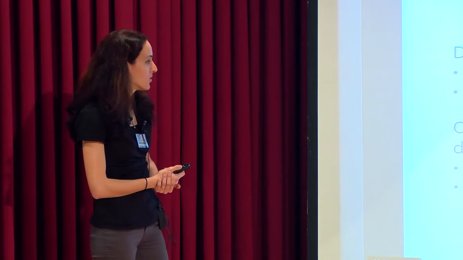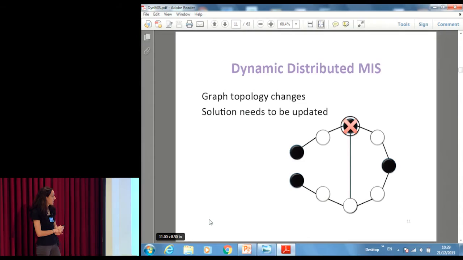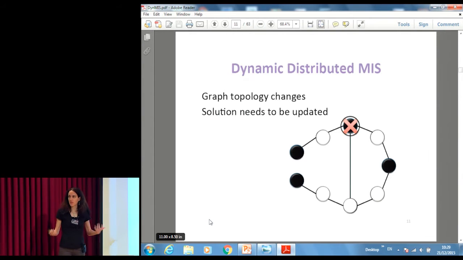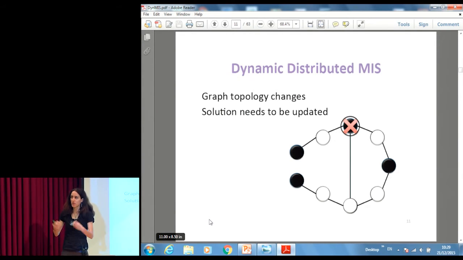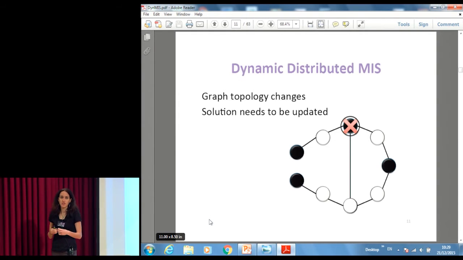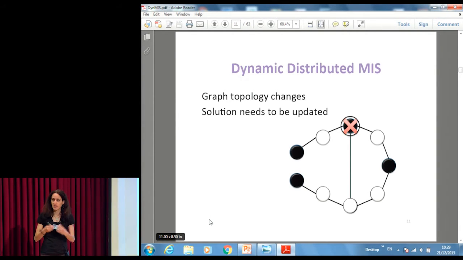Okay, I'm going to go now and talk about the dynamic setting. The dynamic setting is also distributed. The model of communication is the same. We have a graph, we have a process at each node of the graph, and they communicate by sending messages. They have the same global clock, and I'm counting rounds.